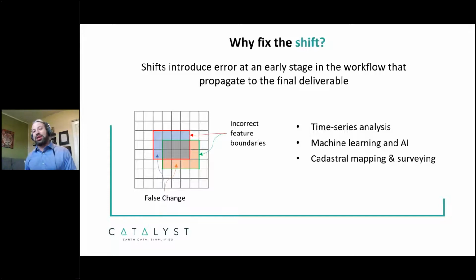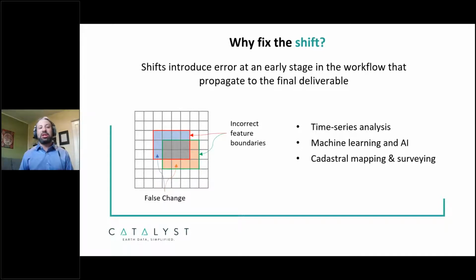Now let's turn gears to why even fix the shift. A couple pixels, is that really a big deal to fix? Well, yes. These are errors that are introduced at an early stage in the workflow, and as a result, they propagate and become even more problematic in the final delivery, in terms of what you're producing. We're seeing these in things such as time series analysis, machine learning and AI, cadastral mapping and surveying.